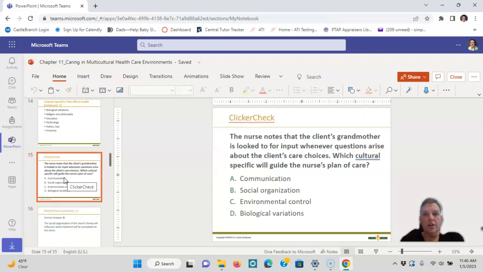The nurse notes that the client's grandmother is looked to for input whenever questions arise about the care of the client. Which cultural specific will guide the nurse's plan of care? So what is that called when a client's grandmother is looked to for input? That's a matriarchal society. It's called matriarchal, mother, maternal. The oldest female in the room makes choices.